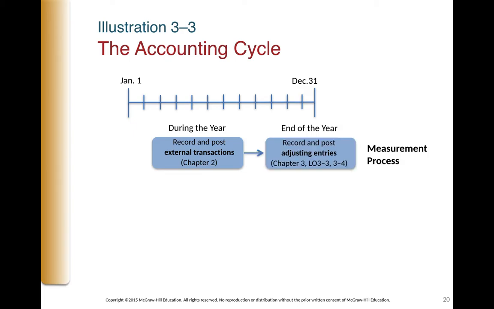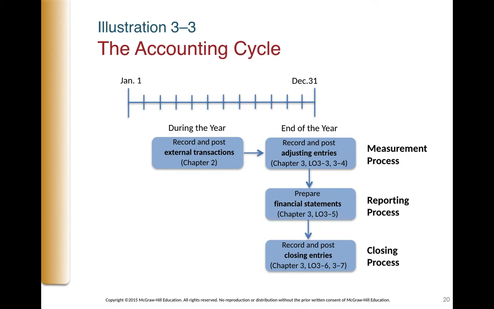So during the year, we record and post those external transactions that we did in Chapter 2. And at the end of the year or at the end of the month, whatever period you're adjusting for, we record and post adjusting entries. Once we have adjusted everything, then we can go ahead and prepare our financial statements. And then we record and post closing entries, which we will not get to today, but we will talk about next week.